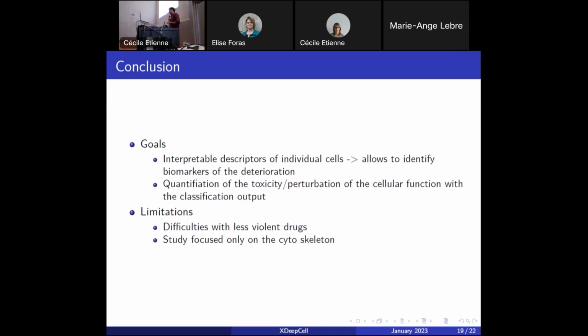And the second limitation, which I already talked about a bit in the beginning, is that our study focused only on the cytoskeleton, on actin filaments, and probably drugs also induce changes in other parts of the cell. So we probably have missed some changes that could have helped us.